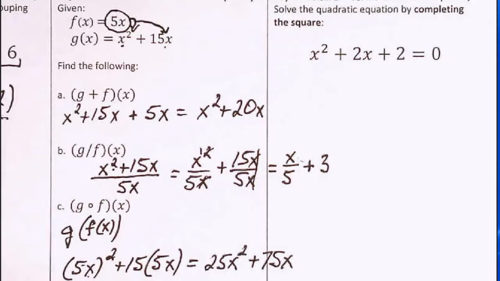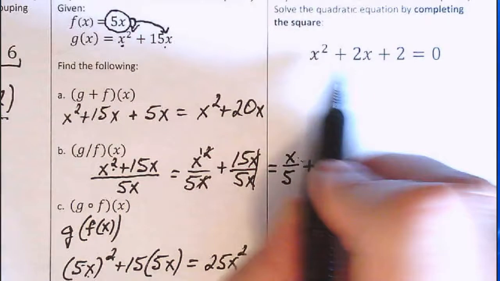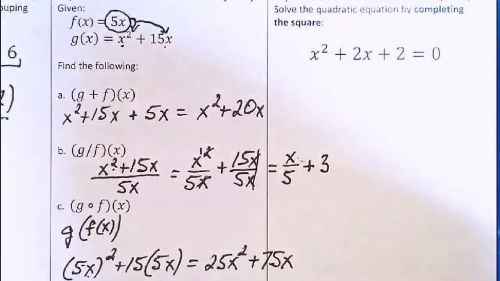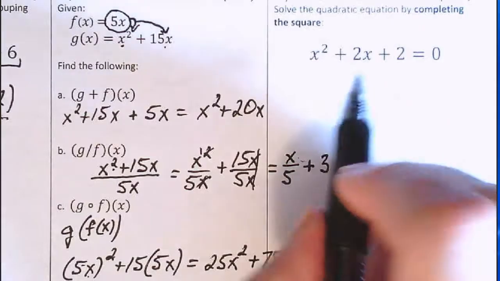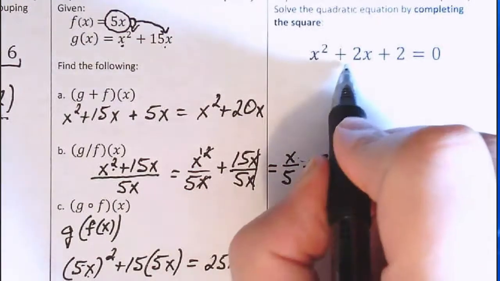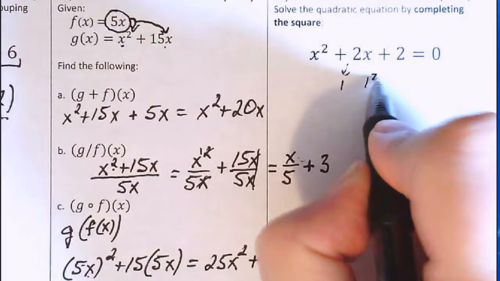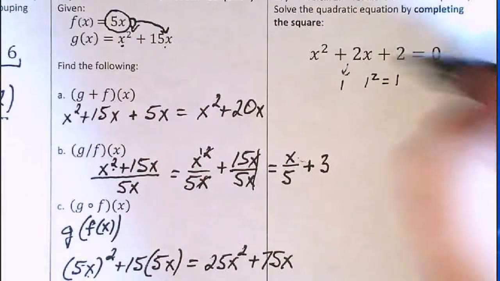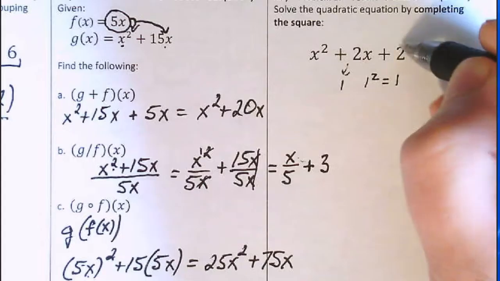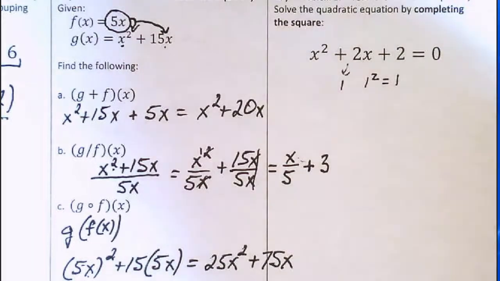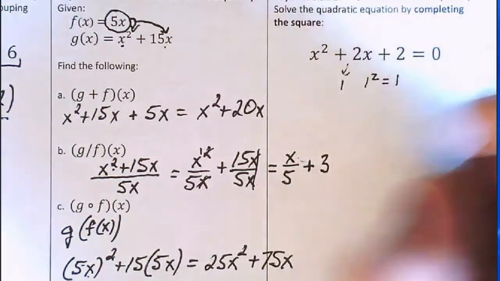Now, day 2, problem 2. Solve the quadratic equation by completing the square. Here we have a trinomial, but it's not a perfect square trinomial. If we take half of the center number, that would create 1. And if we square 1, it makes 1. So we would like this constant to be a 1 instead of a 2. So let's make that be a 1.